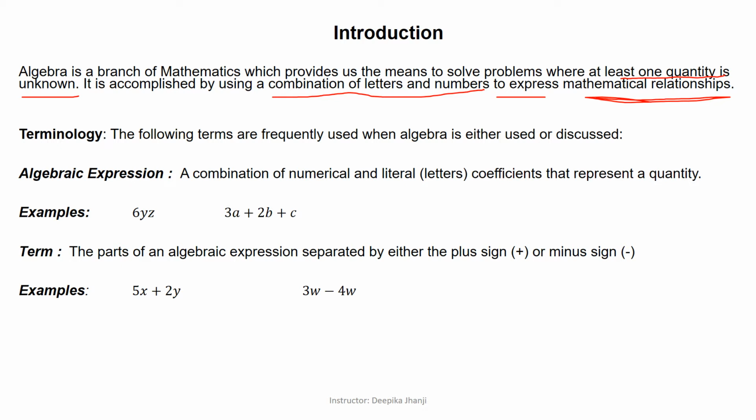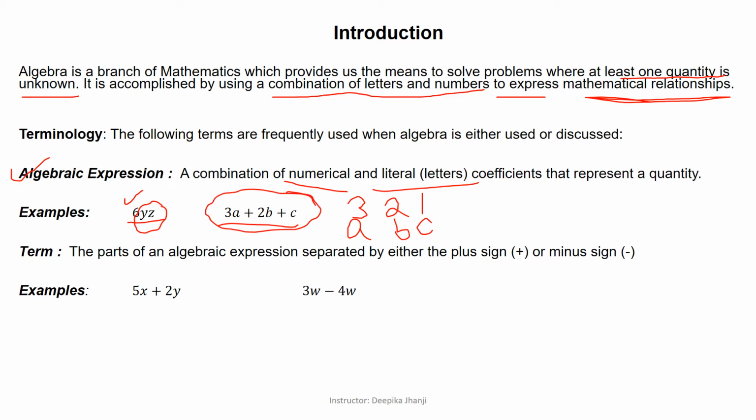Now, I'll go over some basic terminology which is frequently used in algebra. First of all, what is an algebraic expression? An algebraic expression is a combination of numbers and letters. For example, 6yz. It involves a number 6 and the letters y and z. So 6yz is an algebraic expression. The second example is 3a plus 2b plus c, where the numbers are 3, 2 and 1 and the letters are a, b and c. So this is a combination of numbers and letters, so it is an algebraic expression.